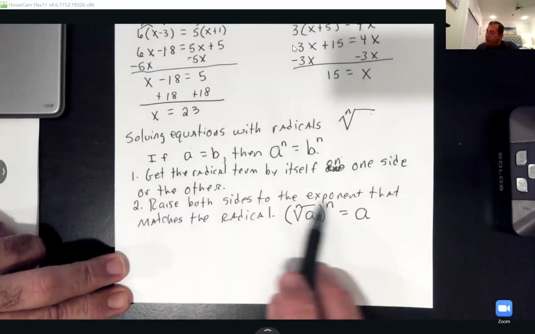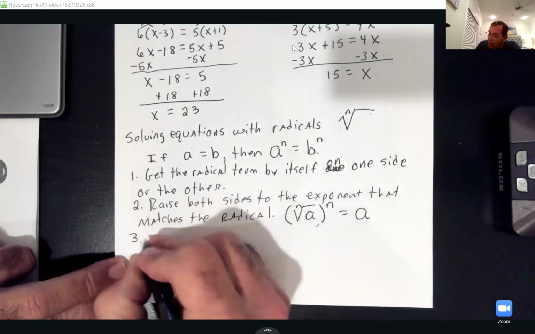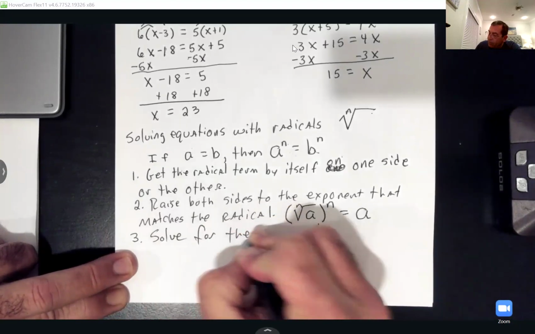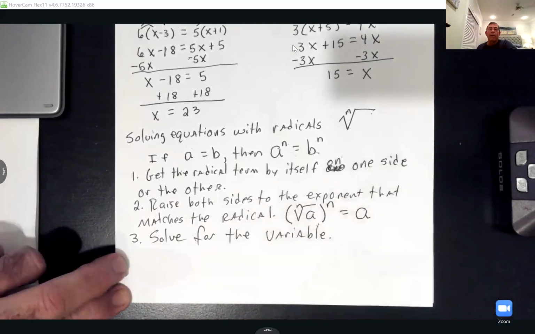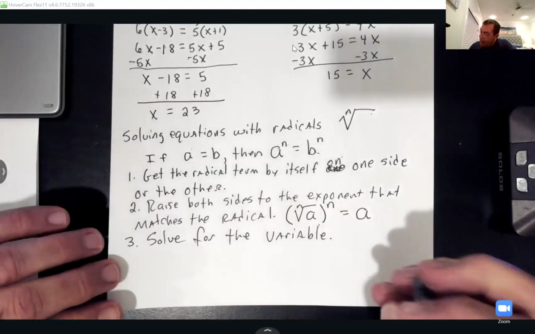Now, y'all, once we raise both sides, the radicals will be gone. So then solve for the variable. Okay? So remember, now check this out.